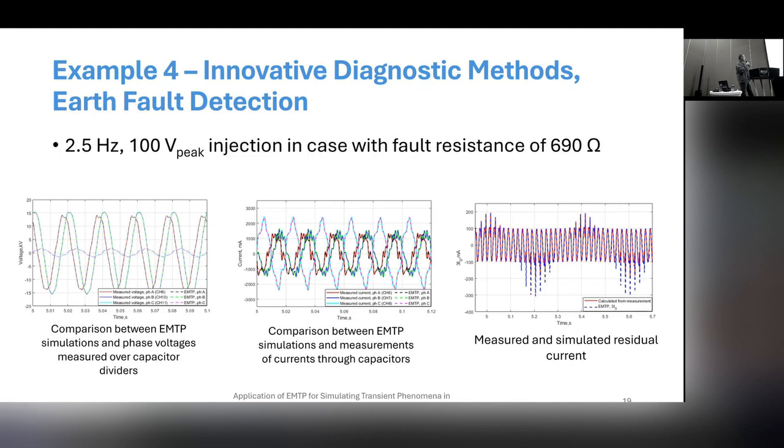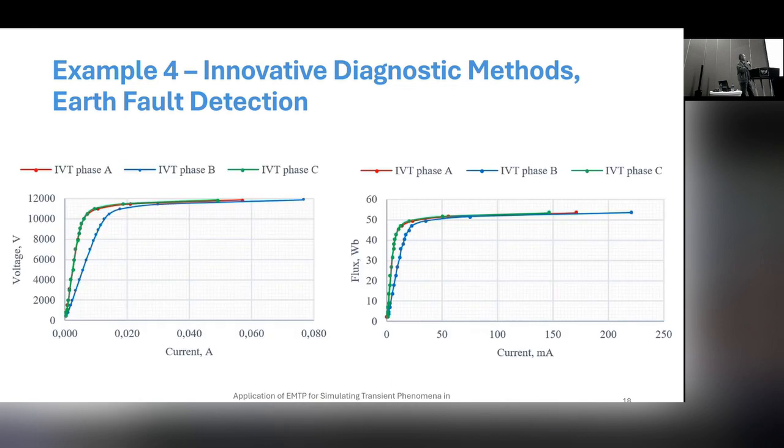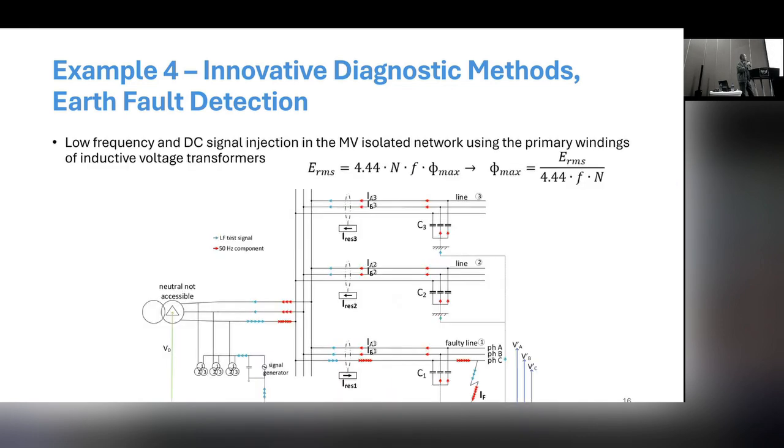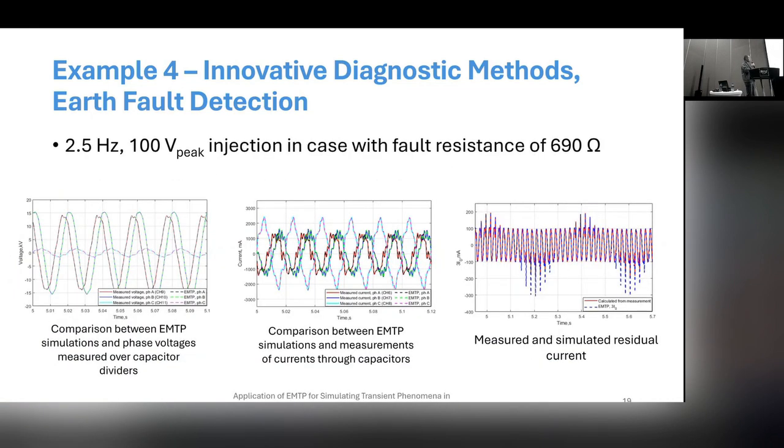In this phase we have the earth fault. This is measured, of course, over a resistance of around 700 ohms, and we inject 2.5 hertz, 100 volts over the primary winding to the grid to detect the fault. Here you can see the results. The recorded voltages and simulated voltages are basically overlapping, which means that EMTP is very accurate.